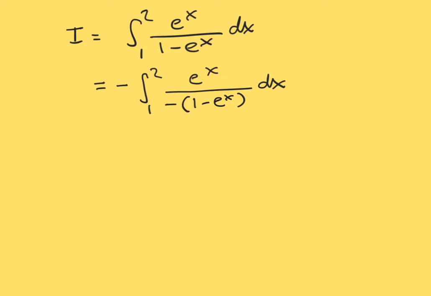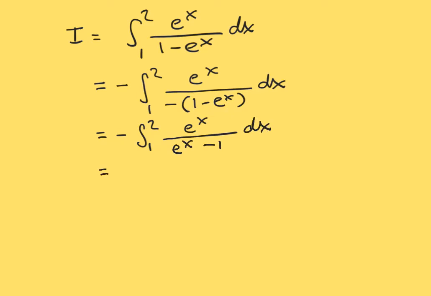So all I've done is I've multiplied and divided by -1. So I haven't changed anything. This is an identity. These two results are the same. So we can just rewrite this now as minus the integral from 1 to 2 of e to the x, and in the denominator we have -1 plus e to the x, and I'll just write the positive term first. So that's e to the x minus 1 with respect to x.